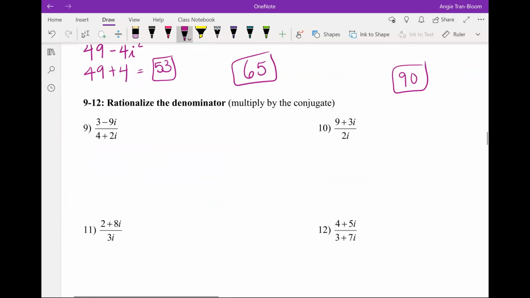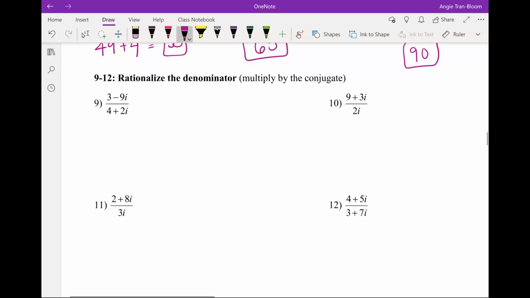All right, 9 to 12. Here we go. 9 to 12 says rationalize the denominator. What that means is just like the radicals we had back in the day, you cannot have radicals in the bottom, just like we cannot have i in the bottom. To rationalize it, it says multiply by the conjugate. So what's the conjugate of 4 plus 2i? 4 minus 2i. But what we multiply to the bottom, we must multiply to the top.